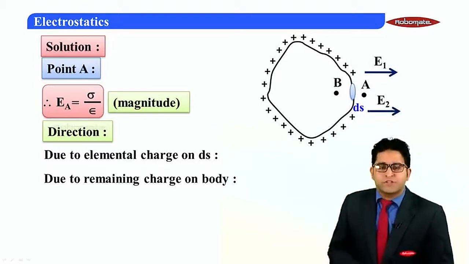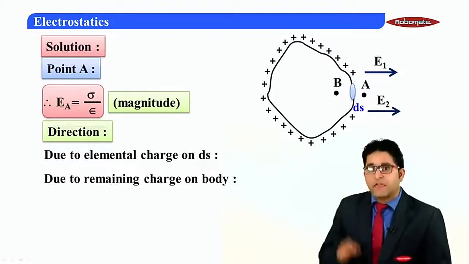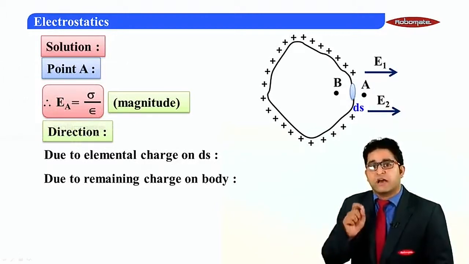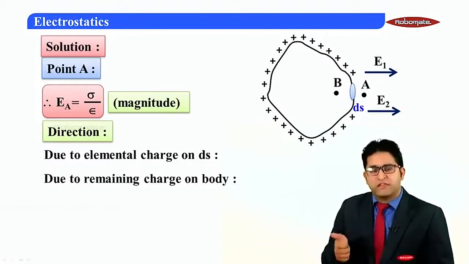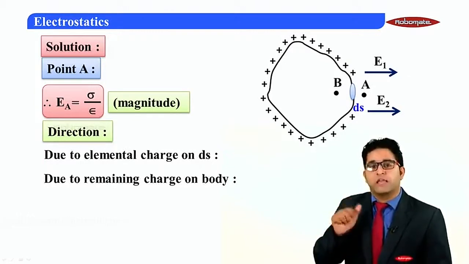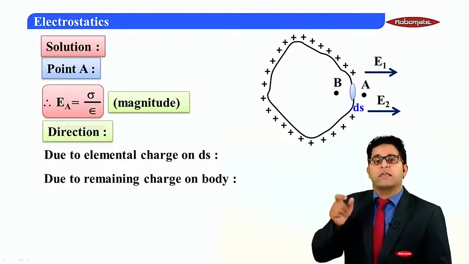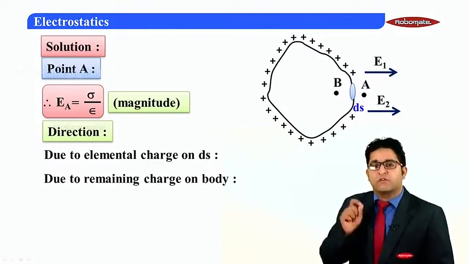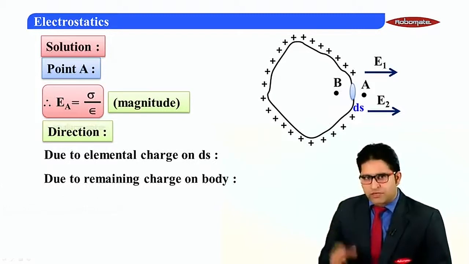So in this particular situation, for point A, which is just outside the charged body, both the intensities are in the same direction, where E1 is the intensity due to elemental charge dq on elemental area ds, and E2 is the intensity which is produced by the remaining charge on the body, right? Now let us move further.